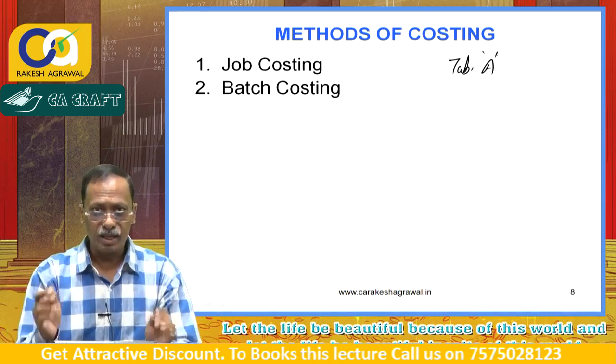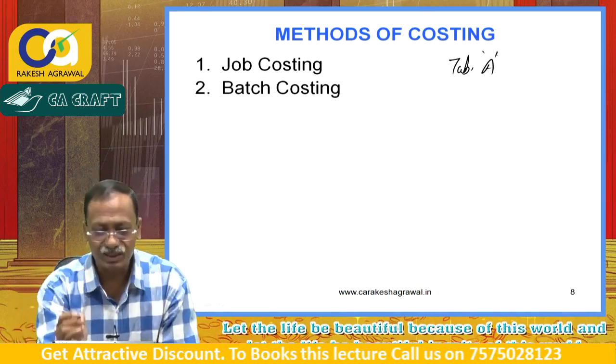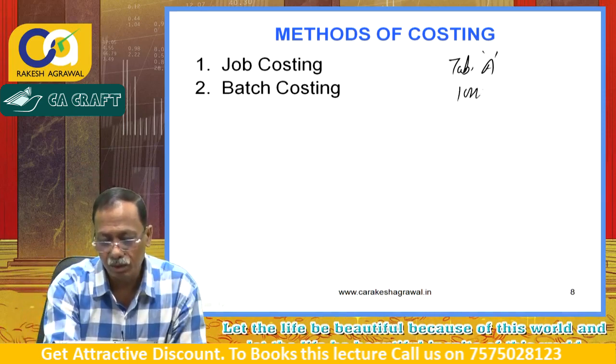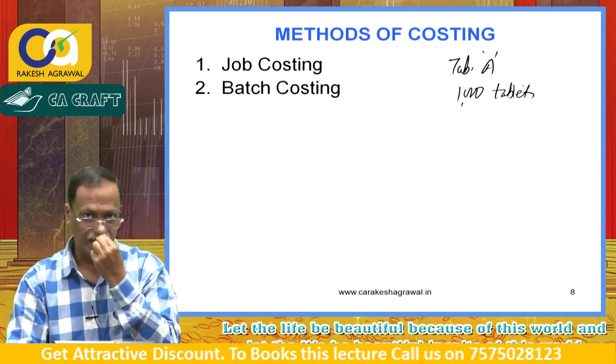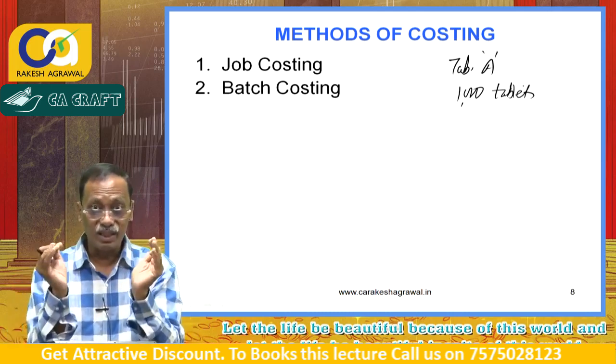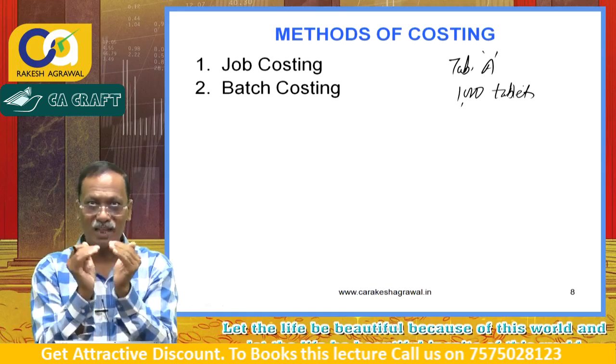And I generally manufacture this tablet A in a batch size of 1000 pieces, meaning 1000 tablets. Once I run the machine, I produce 1000 units of that tablet. So I am manufacturing it in batches, one batch of 1000 units.